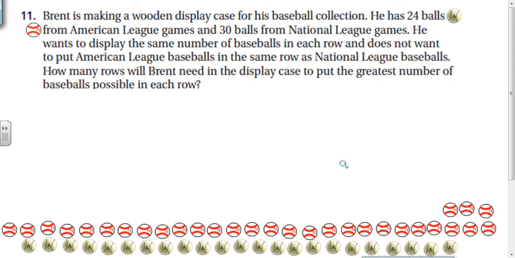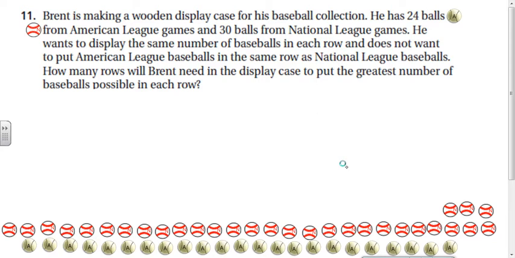Number 11. Brent is making a wooden display case for his baseball collection. He has 24 balls from the American League games and 30 balls from the National League games. He wants to display the same number of baseballs in each row and does not want to put American League baseballs in the same row as National League baseballs. How many rows will Brent need in the display case to put the greatest number of baseballs possible in each row?